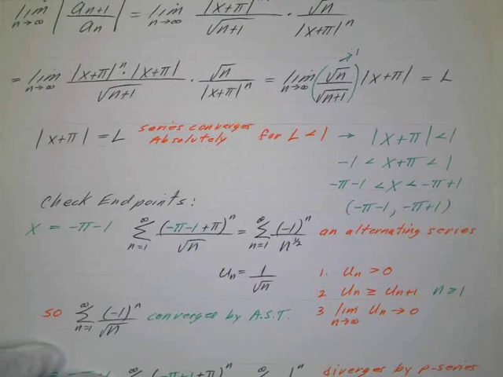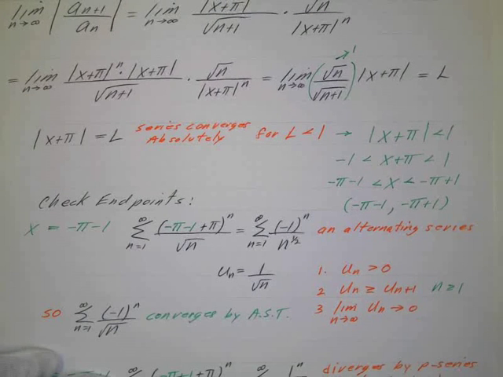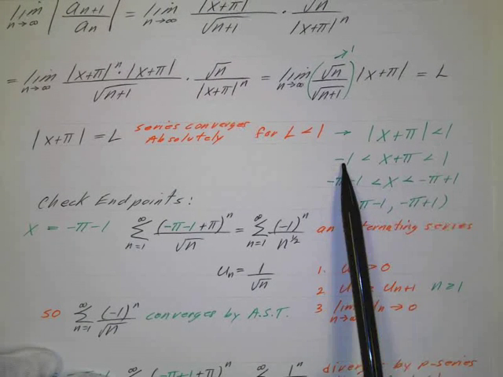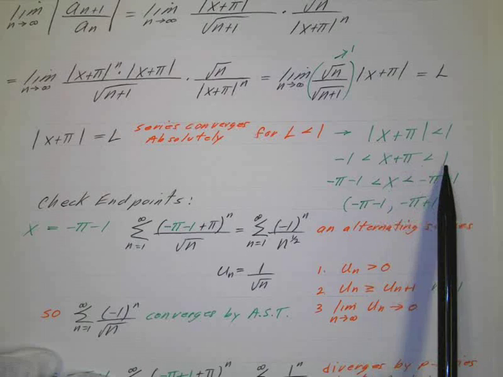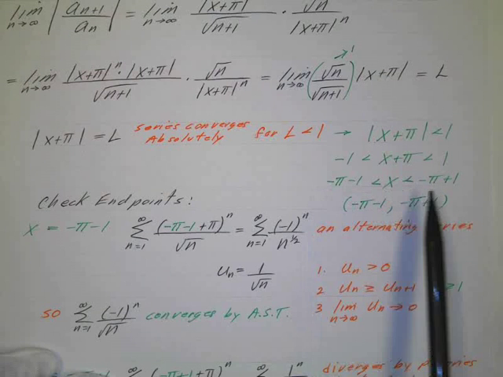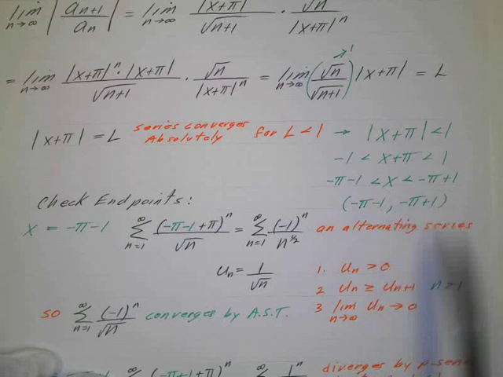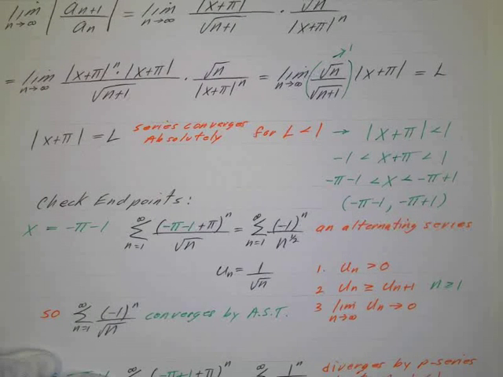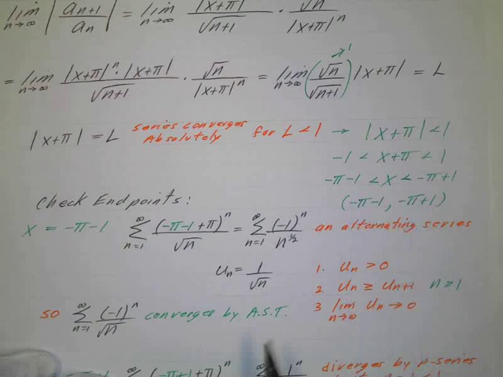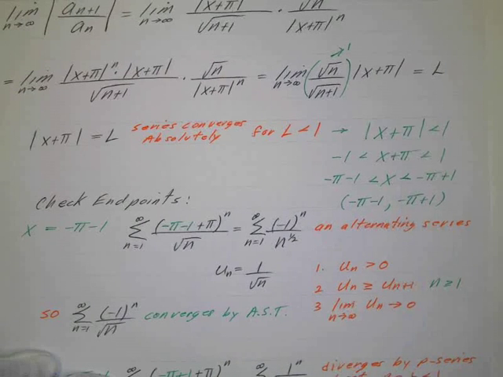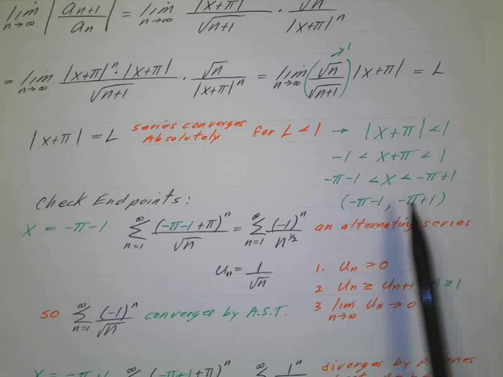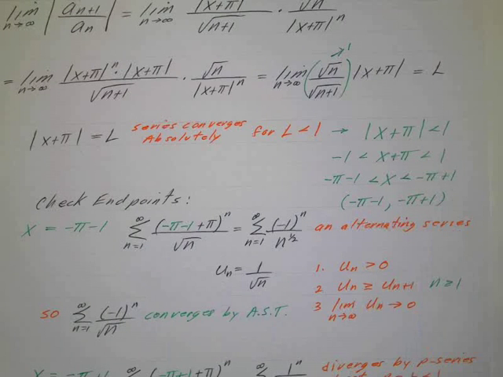Okay, I hope everybody's with me and think about this. It all makes sense. Then I break it up: minus 1 less than x plus pi less than 1. Then I will subtract pi from all three parts. And this is our interval of absolute convergence. Now we want to check the endpoints. We know it converges absolutely on this interval, because those are all the values where L is less than 1.